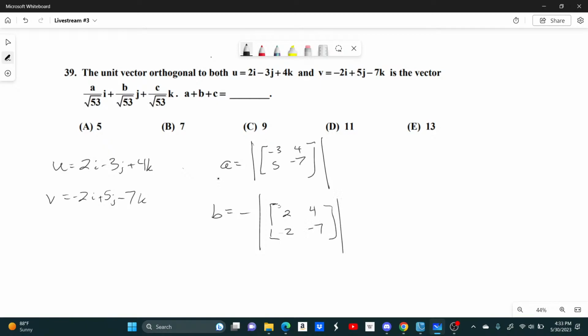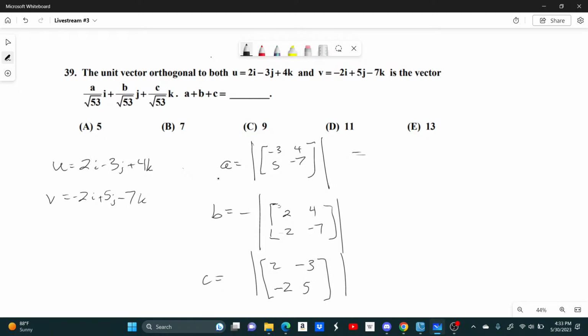Find that determinant. And then C, right? Not negative, we're back to positive. And that's not absolute value, that's a determinant. I'm struggling a little bit right now. So now I ignore the k's. So I'll have 2, negative 3, negative 2, and 5.